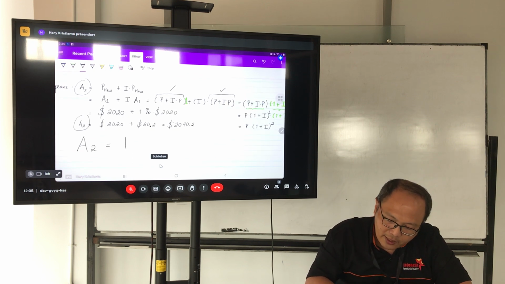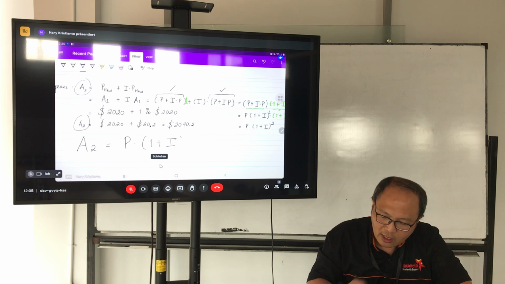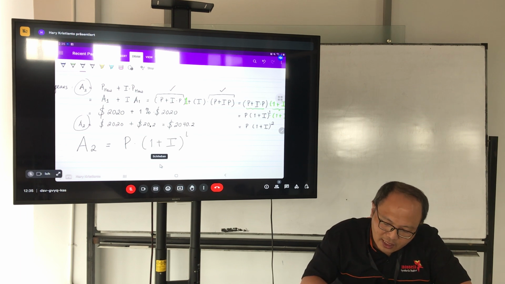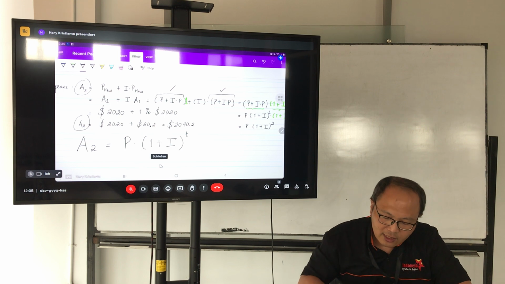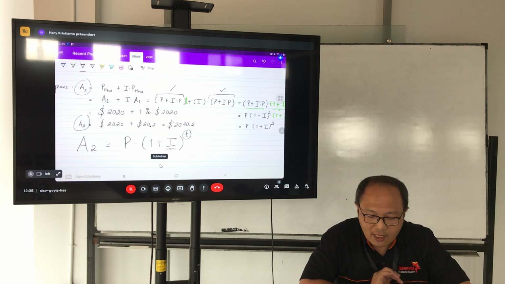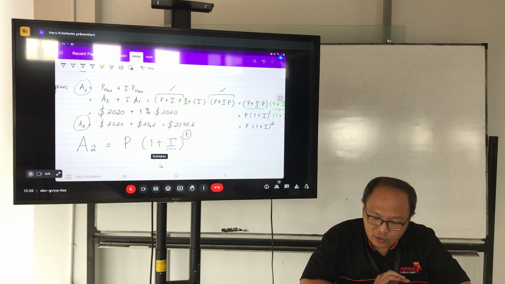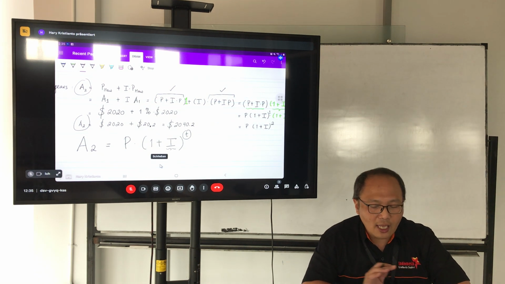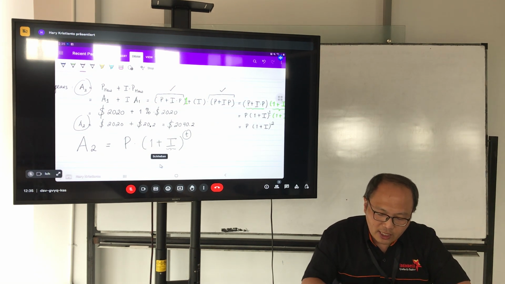Now, you see, if you have A2, then this will be P times 1 plus your interest rate in percentage times the T. And this is the interest rate annually. The time is also annual, meaning yearly. So how many years is it? 1, 2, 3, 4, 5 years. And in this case we have 2 years. So the T here is T equals 2.